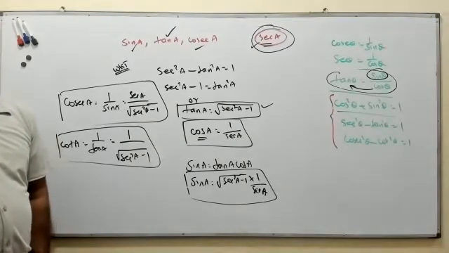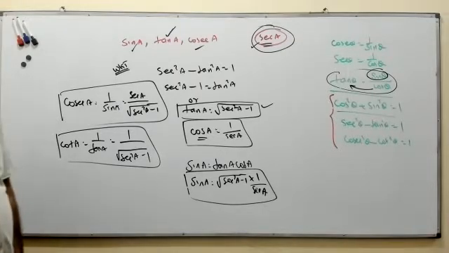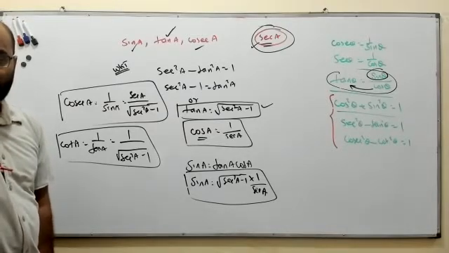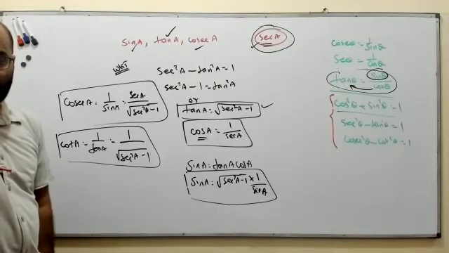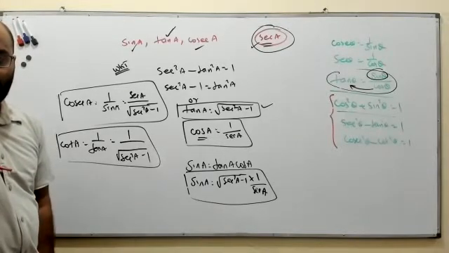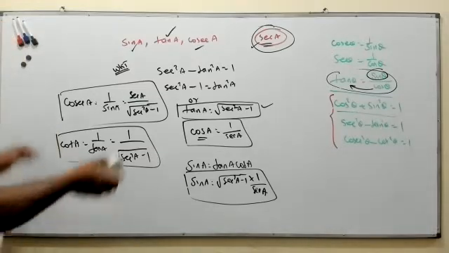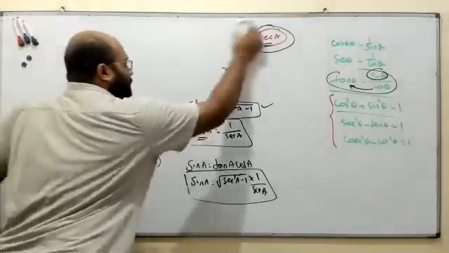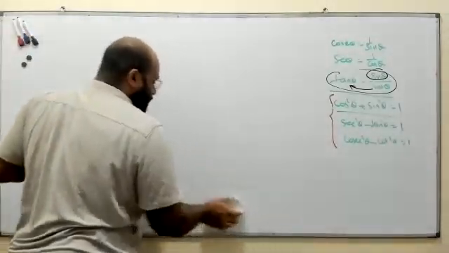Express all trigonometric ratios in terms of cos A. So you want to express everything in terms of cos A.